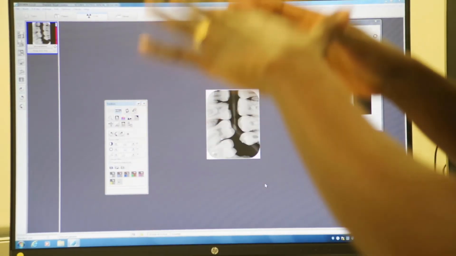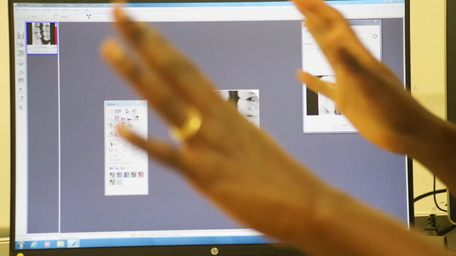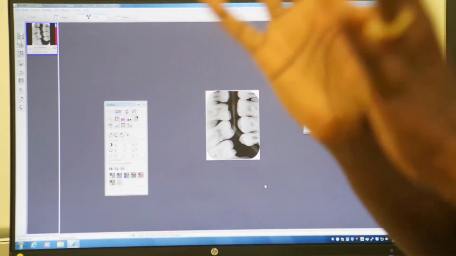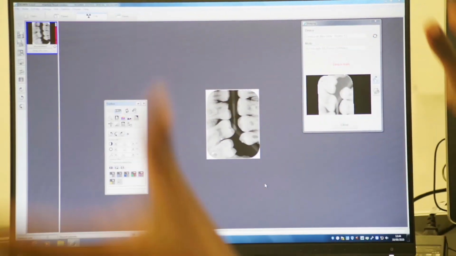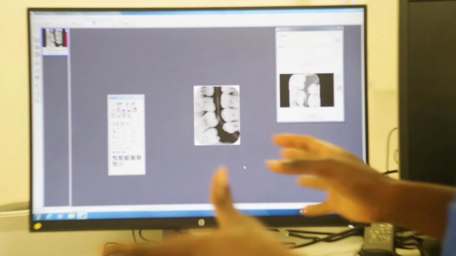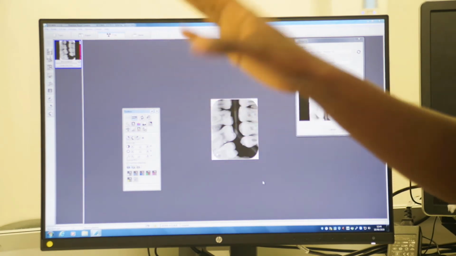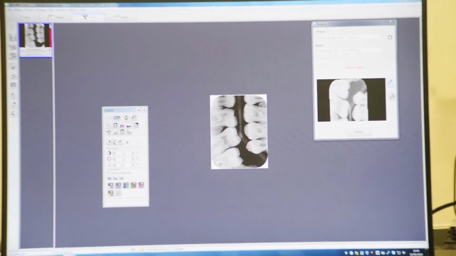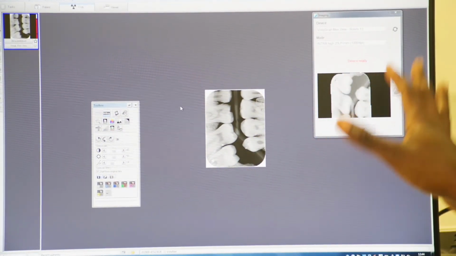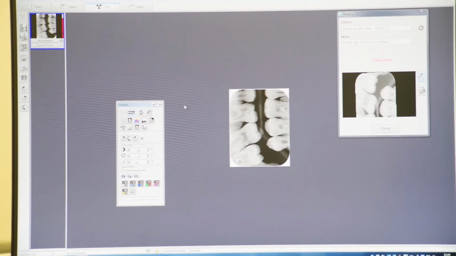Okay, so this is our viewing area. You can clearly see that I have taken my gloves off. I've washed my hands because this is your clean zone. So you don't want to bring any dirty gloves in here. So this is what the image looks like. The image that was scanned. This is how it would appear on the reading machine.